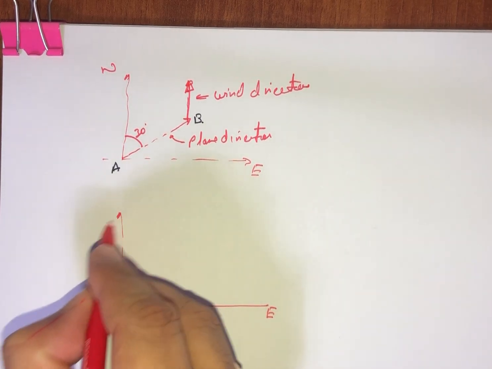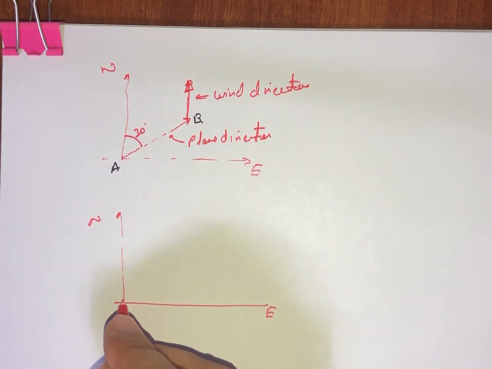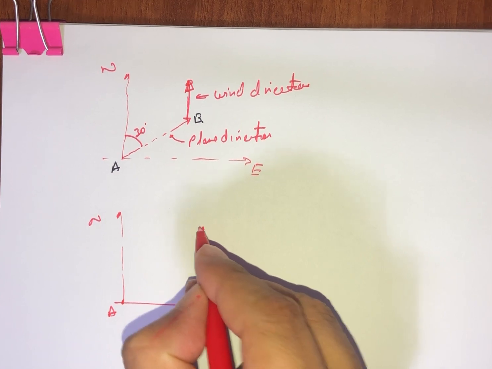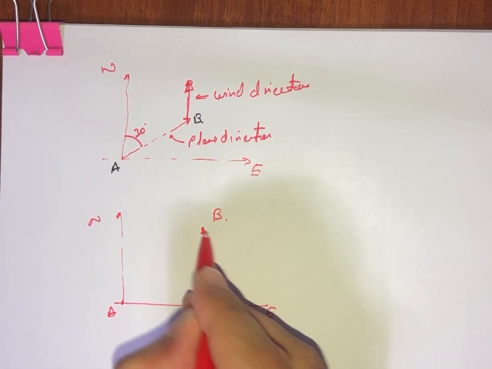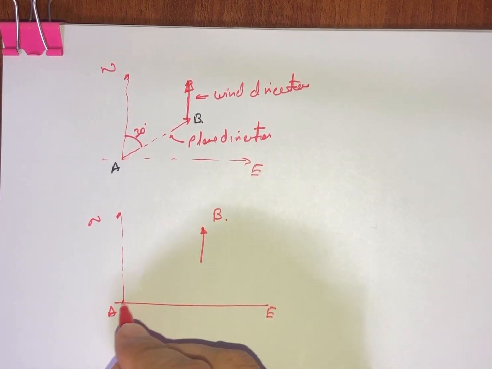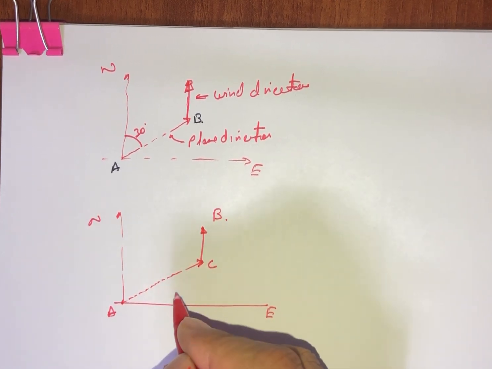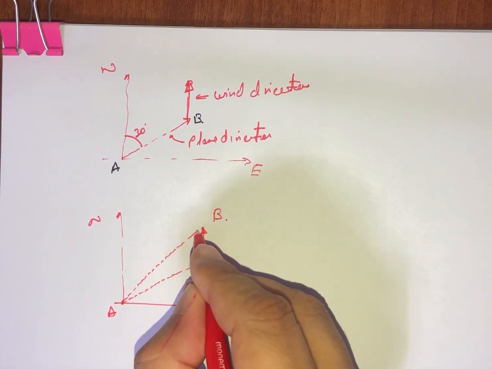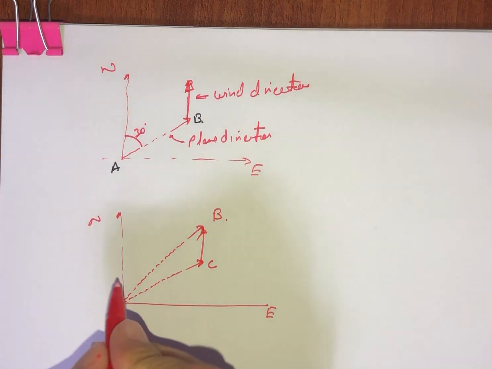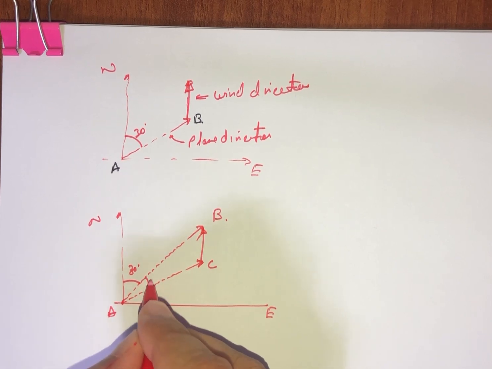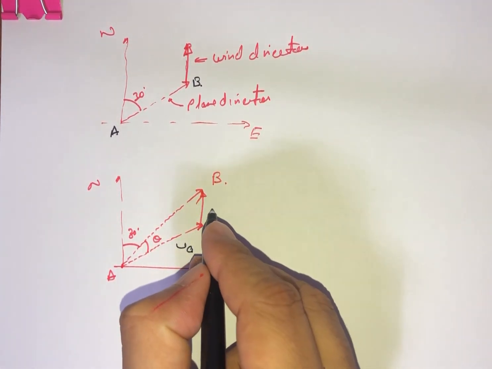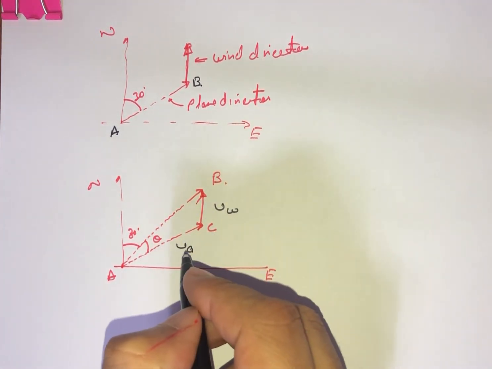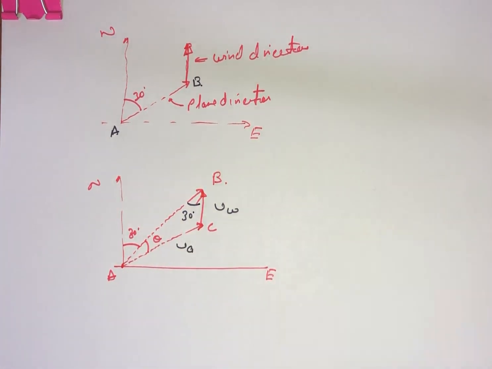So this is east, this is north, and this is point A, and suppose the plane should be at point B, and the wind is pushing the plane in this direction. So let us suppose the pilot makes the plane travel in this direction, which is AC, so that the final direction comes out to be this one, that is AB. So this is 30 degrees. Let us suppose this angle is theta, and this is velocity of the plane VA in that direction, this is velocity of wind. If this angle is 30 degrees, this will also be 30 degrees. So this is the basic diagram in which the plane will be flying.